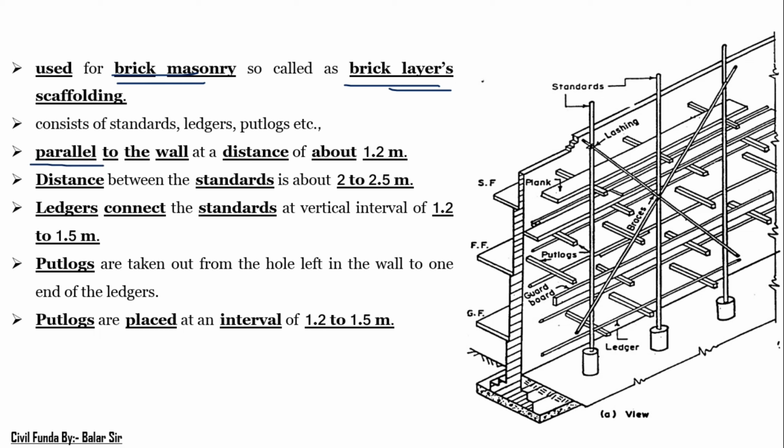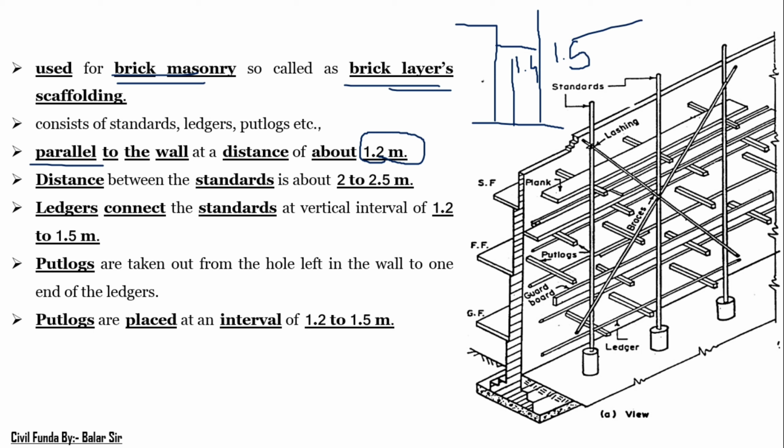It is parallel to the wall at a distance of 1.2 meter. That means if here it is your wall, then the distance is like 1.2 meter. So after 1.2 meter, you fix your scaffolding. And again, we have one condition when we use scaffolding work. When any member from the ground level is up to 1.4 meter, then 1.5 meter or above 1.5 meter, if any of the members are alive, at that time we use the scaffolding method.